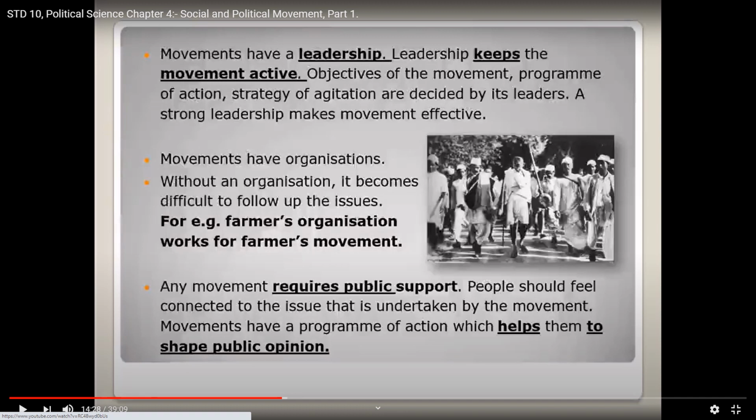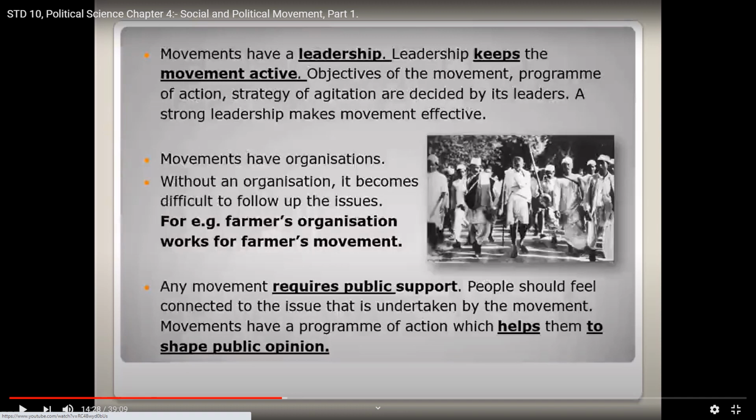Movements have a leadership. Leadership keeps the movement active. Now, what are the objectives of the movement? Program of action and strategy of agitation are decided by its leaders. A strong leadership makes a movement effective.